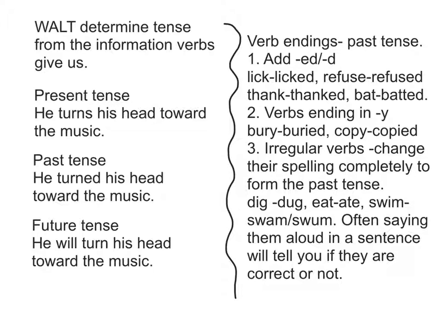ied. There are lots of irregular verbs in English, and these are the ones that trip us up. They change their spelling completely to form the past tense. Words like dig become dug, eat becomes ate, swim can either be swam or swum.